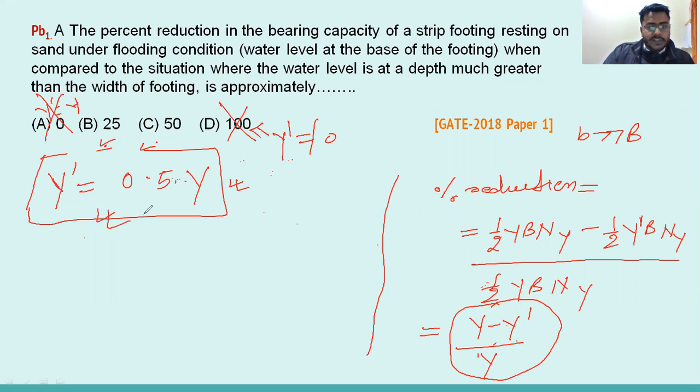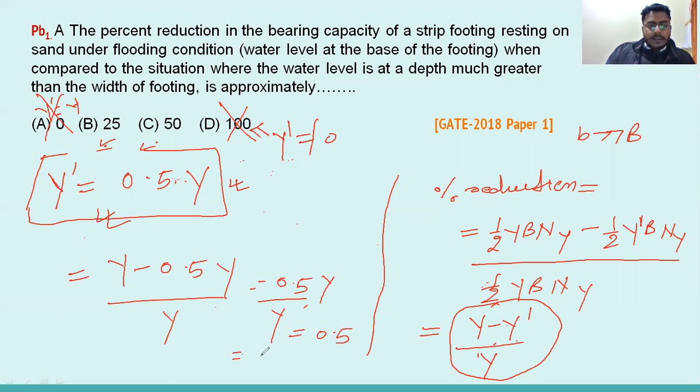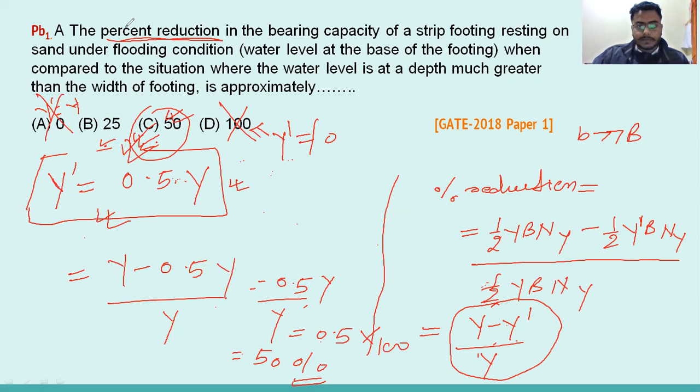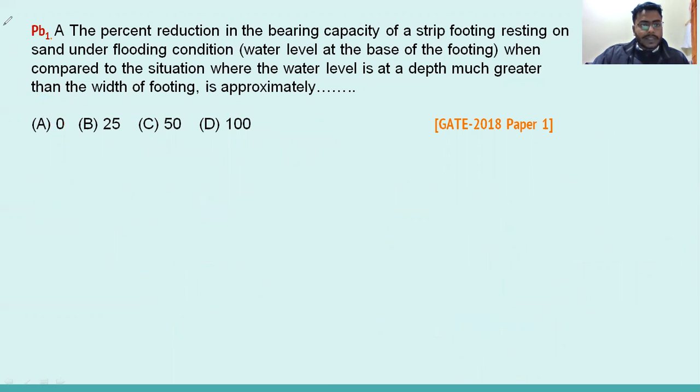By using this relation, you get gamma minus 0.5 gamma divided by gamma, which gives 0.5. In percentage, you multiply with 100, so you get 50%. In the question it is asked what is the percentage reduction. So we have 50%, so option C is correct. Let's go for the next question.